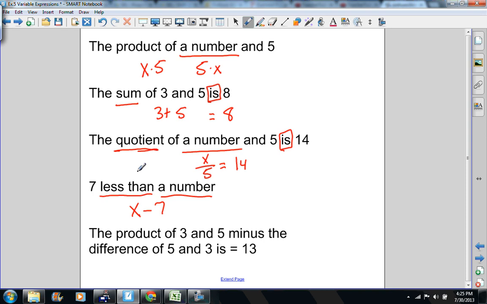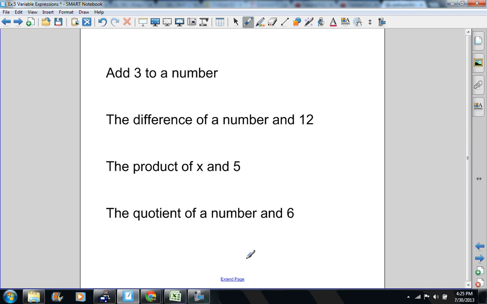Okay, so for this last one, about as tough as it can possibly get. The product, that's multiplication, of 3 and 5. So that's 3 times 5 minus the difference of, that's subtraction, 5 and 3. Is equal to, well, I kind of gave it away there, but "is" means equal to 13. So just break it down word by word, once you try these three on your own.